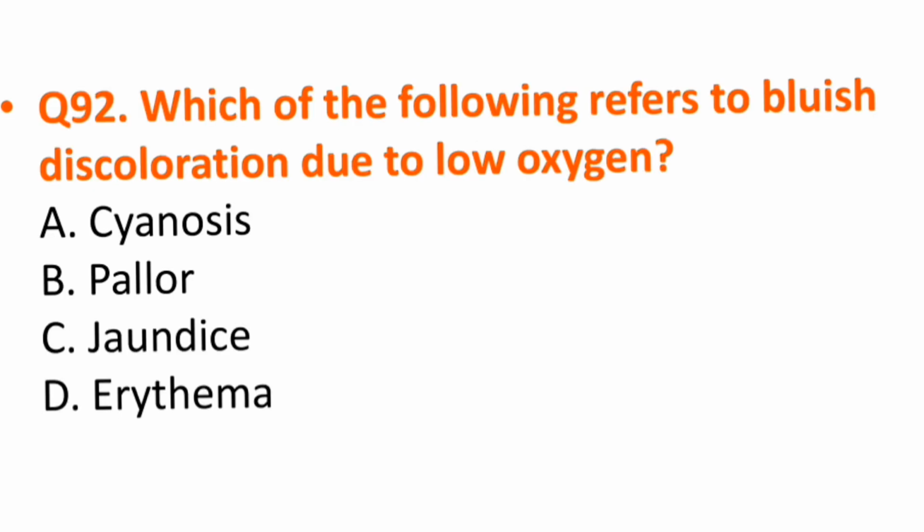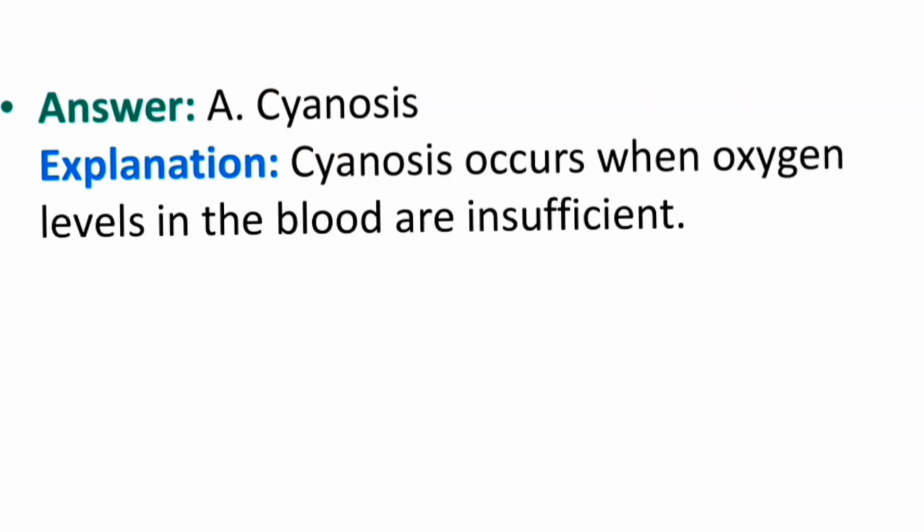Next question. Which of the following refers to bluish discoloration due to low oxygen? Option A cyanosis, option B pallor, option C jaundice, option D erythema. The correct answer is option A, cyanosis. Cyanosis occurs when oxygen levels in the blood are insufficient.